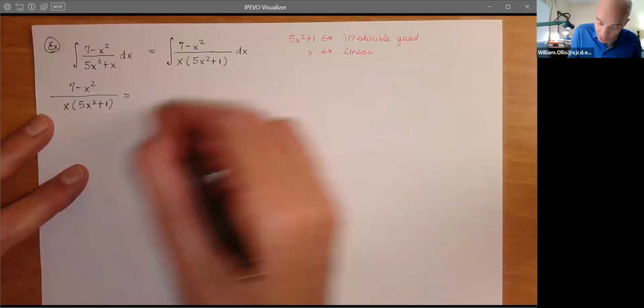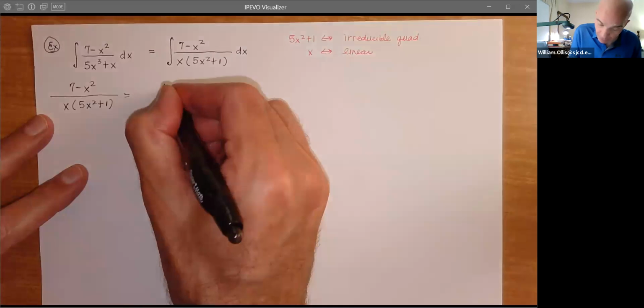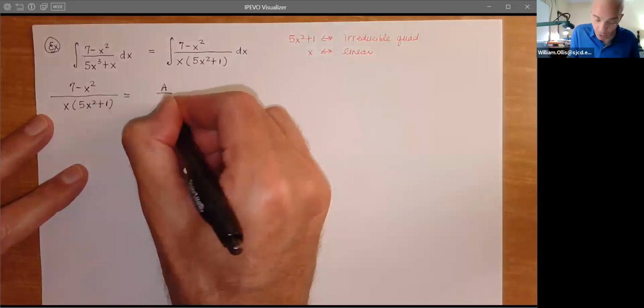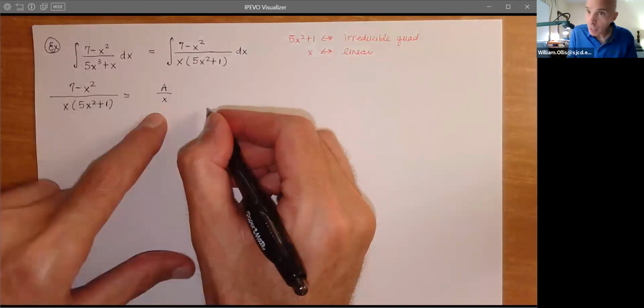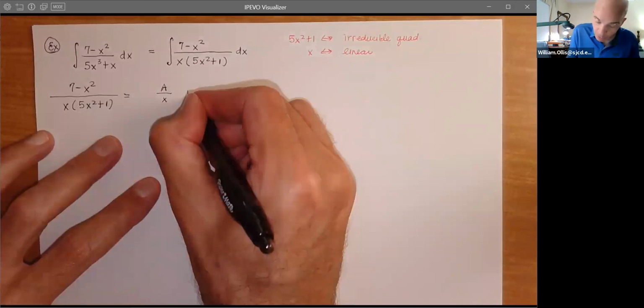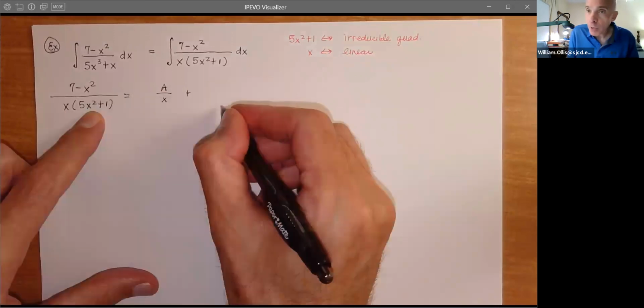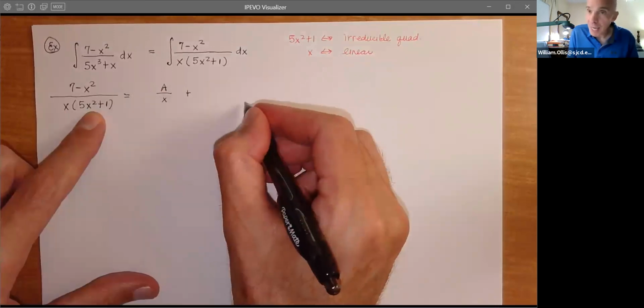So now we'll just say A over x for our linear factor. We just need the numerator A, the constant, plus, and now of course we need the linear coefficient here, the Bx plus C.